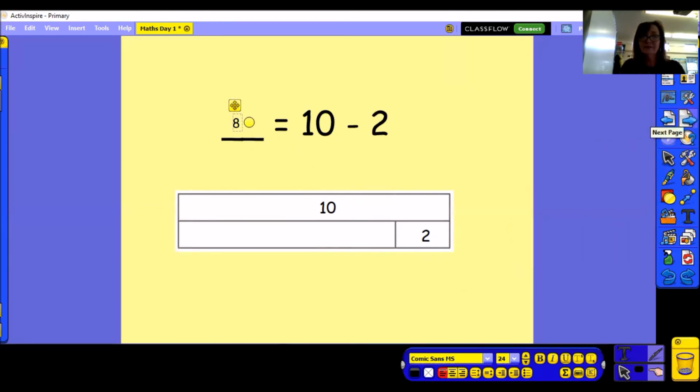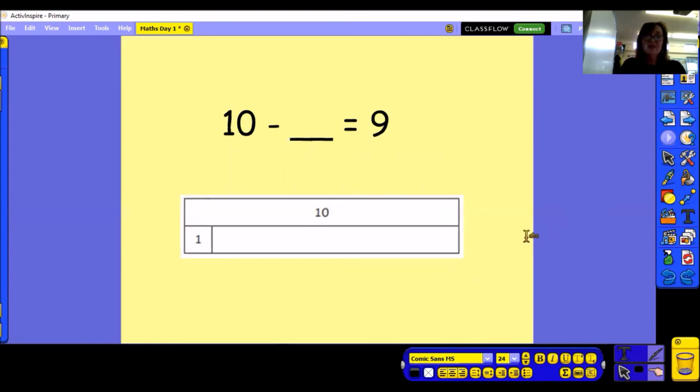Let's have a go at another one. So this one, 10 take away something equals 9. We know from our number bonds, don't we, that 9 and 1 make 10. So if I put a 9 in here, we've got the 1 here and the 9 making 10. We've got the 10 here and the 9 here. So all we need to put in is a 1.